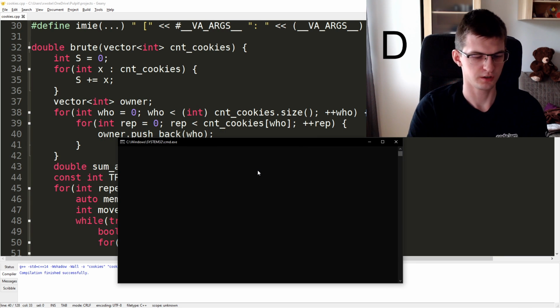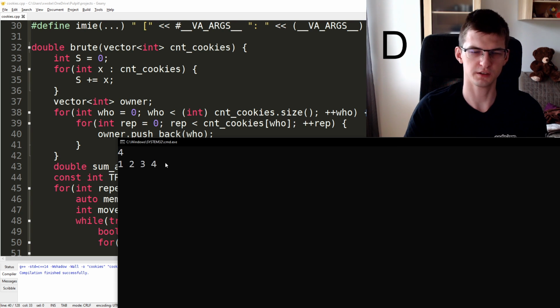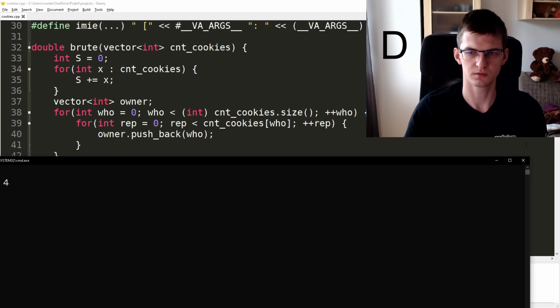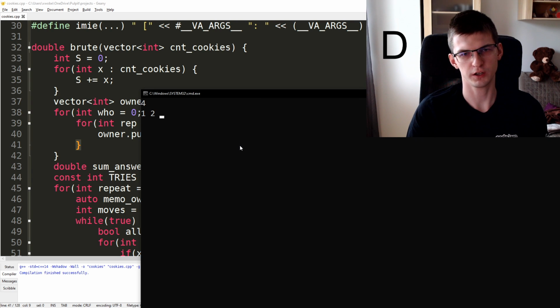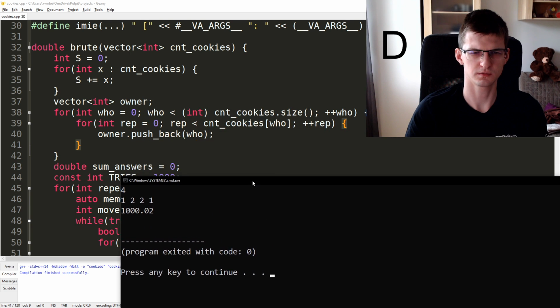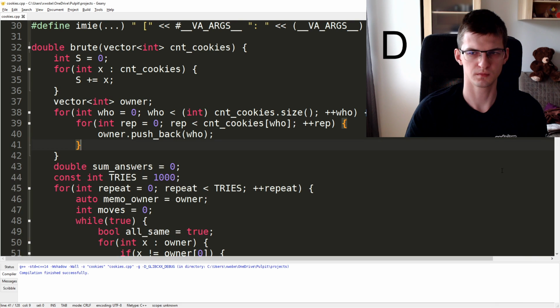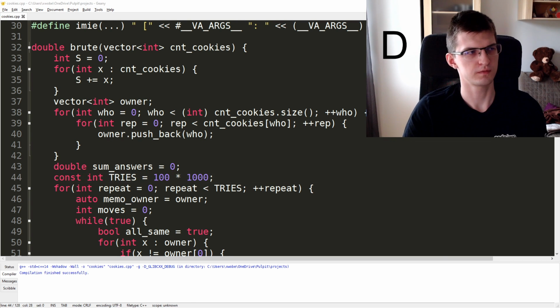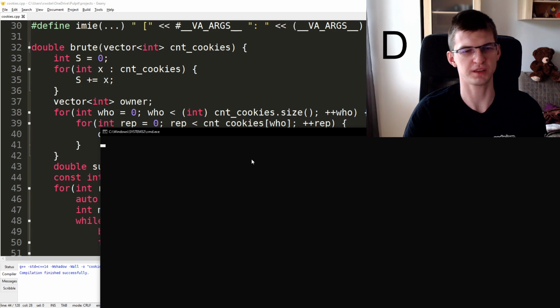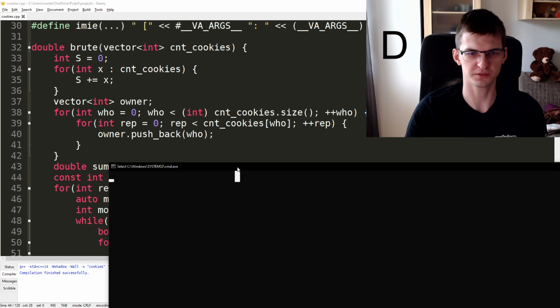What about just 4? 1, 2, 3, 4. Yeah, even this is too slow. Four, 1, 2, 2, 1. Around 1000. That's suspicious. That's very suspicious. It's hard for me to believe that I chose some test and the answer is so round and it's equal to my number of tries.